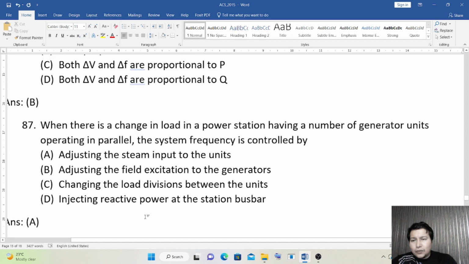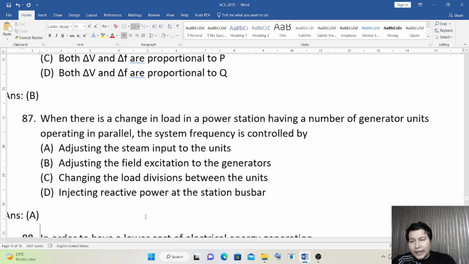Question 87: when there is a change in load in a power station having a number of generator units operating in parallel, the system frequency is controlled by adjusting the steam input to the units, adjusting the field excitation to the generators, changing the load divisions between the units, or injecting reactive power at the station busbar. So the correct option will be option A.